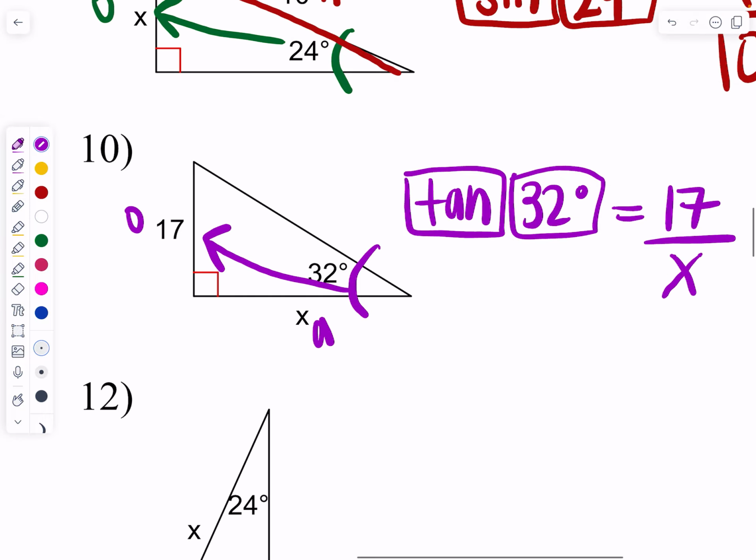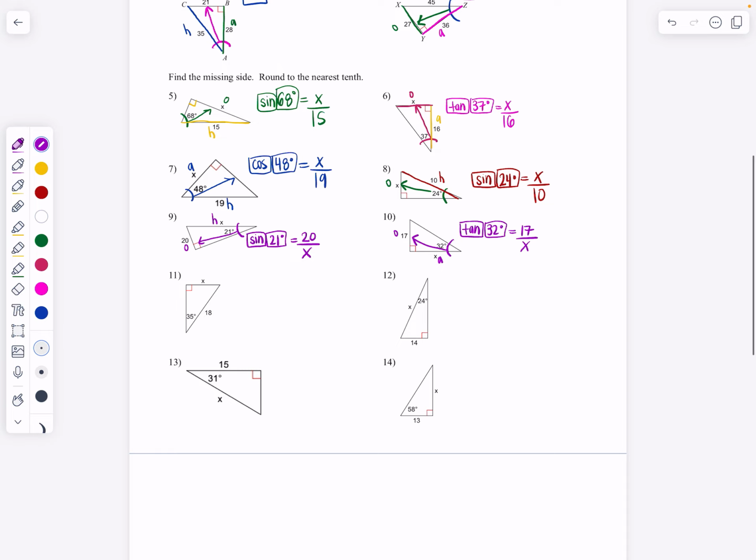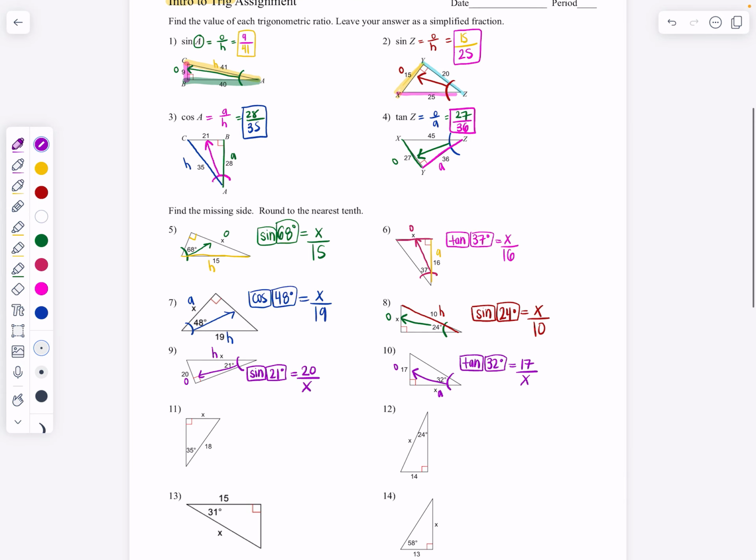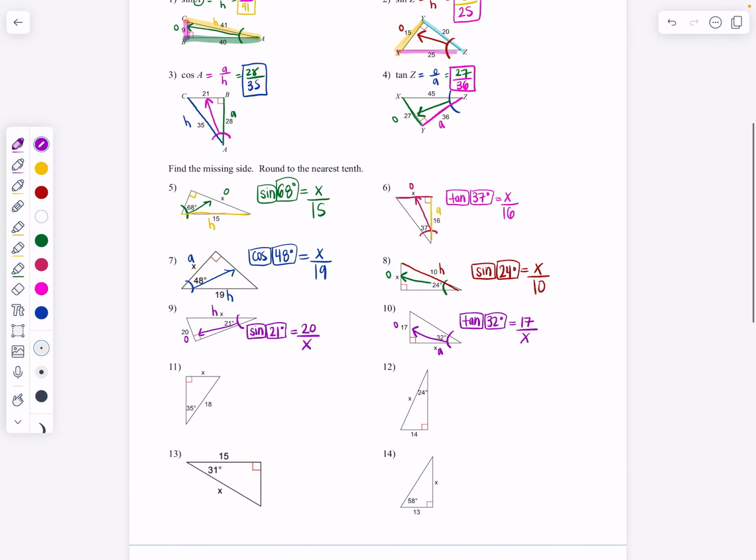And so I want you to set those last few problems up just like what we just did. Figure out if it's sine, cosine, or tangent based on what's in the picture. And you can use this little reference part at the top to see which one it is. You're just going to practice setting it up, and then we will work on solving after spring break.